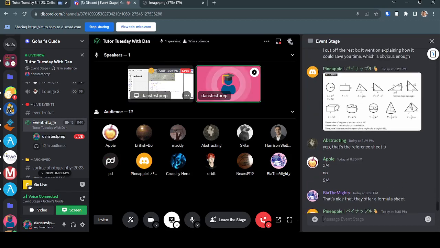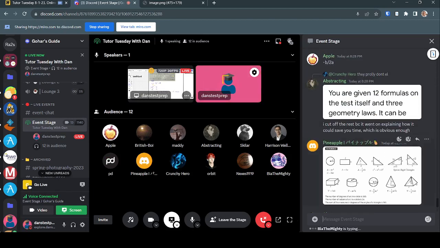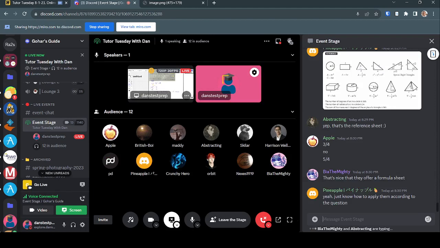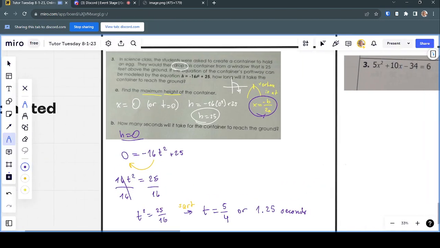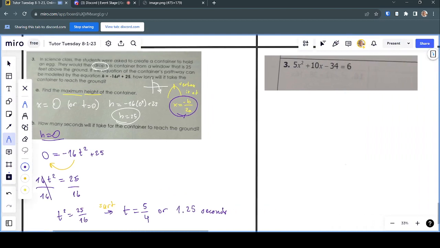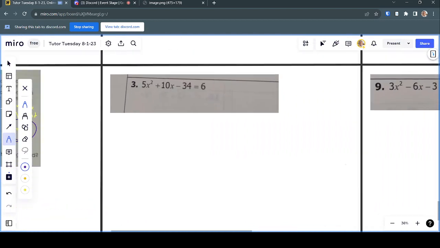Oh yeah, there's the reference sheet for the paper SAT. 5/4, yes. That egg is dead, unless their container was really nice.